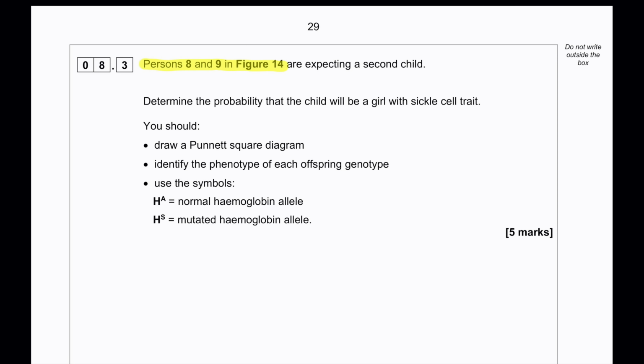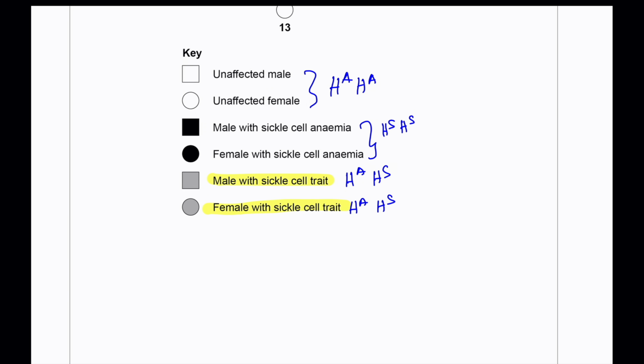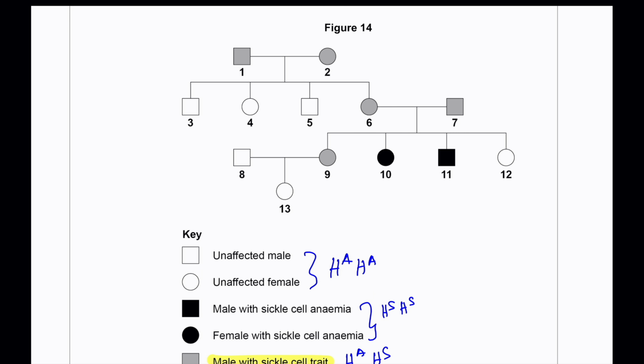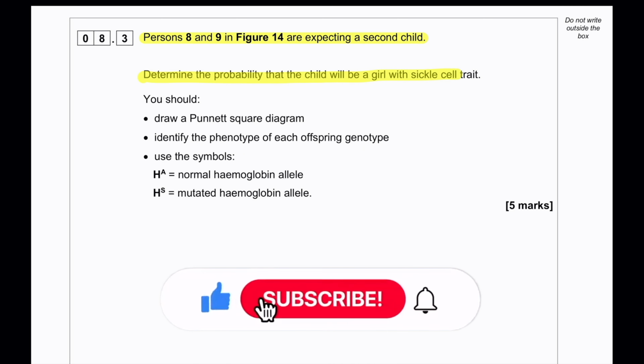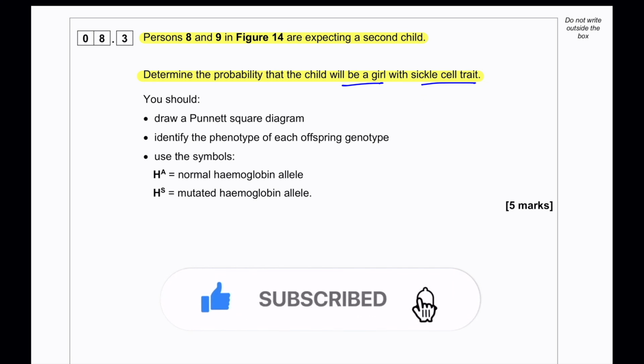Person 8 and 9 in figure 14 are expecting a second child. So let's look at person 8 and 9. Person 8 does not have sickle cell anemia and he is a male. So HA, HA, whereas person 9 is a carrier, so HAHS. They will have another child. Determine the probability that the child will be a girl and with the sickle cell trait.